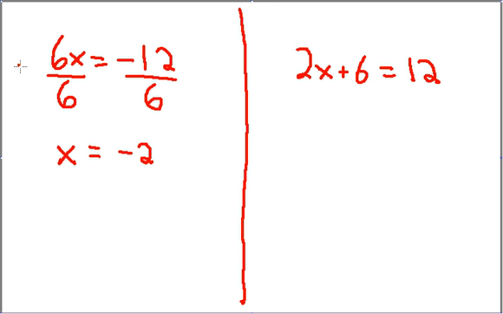Negative 2 is our answer. Well, if I were to stick that back into our original equation, 6x equals minus 12. Stick a minus 2 in there. 6 times minus 2 is minus 12. Does minus 12 equal minus 12? Yes, it does. So our answer checks out here.